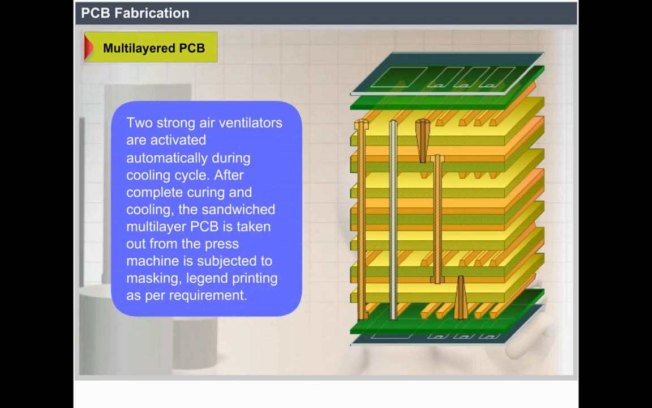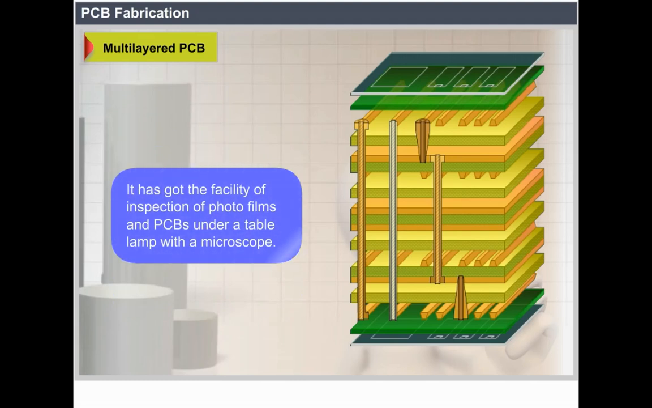After complete curing and cooling, the sandwiched multi-layer PCB is taken out from the press machine and subjected to masking and legend printing as per requirement. It has the facility of inspection of photofilm and PCBs under a table lamp with a microscope.